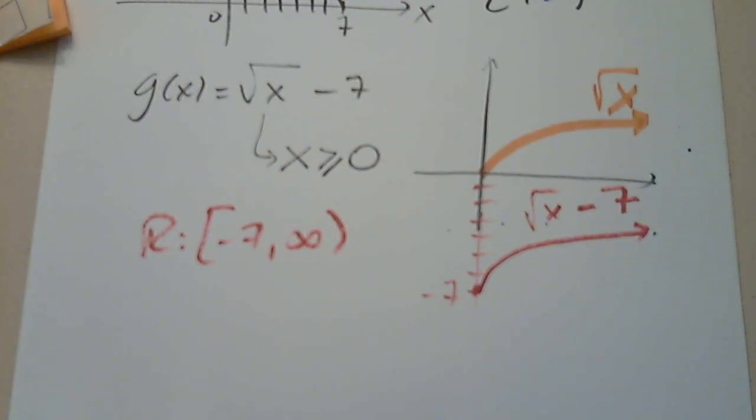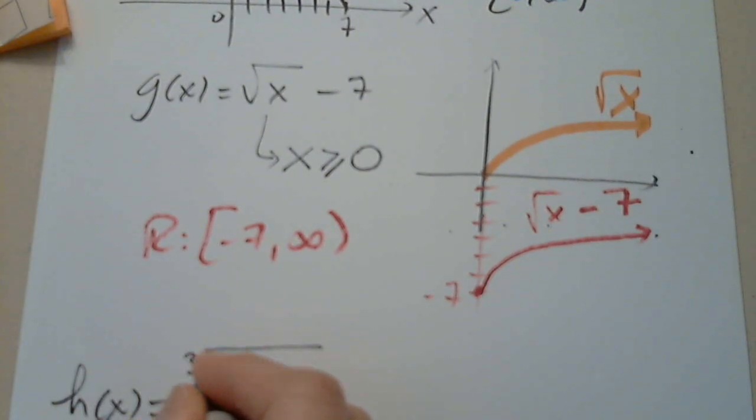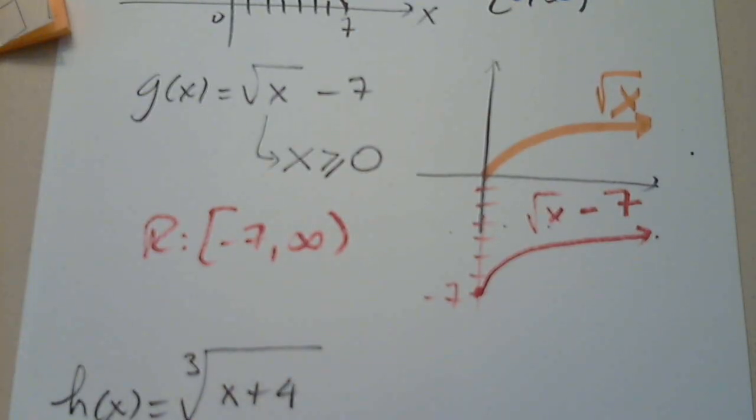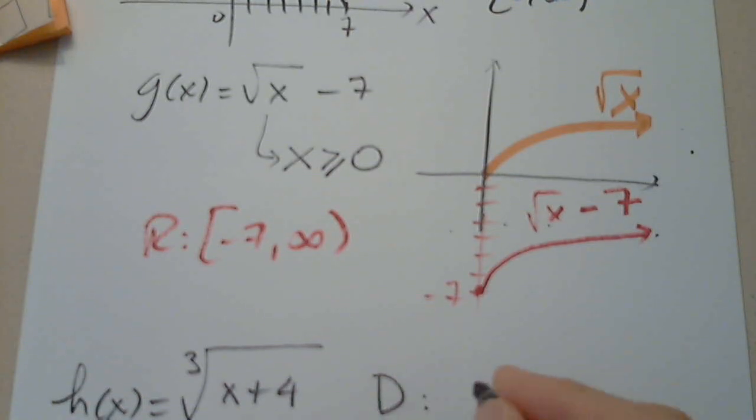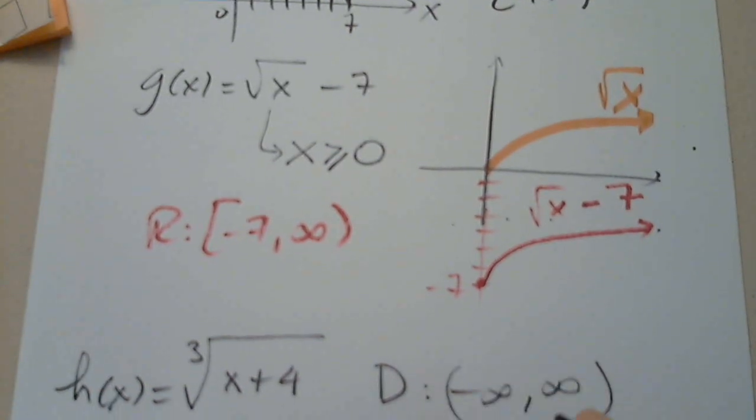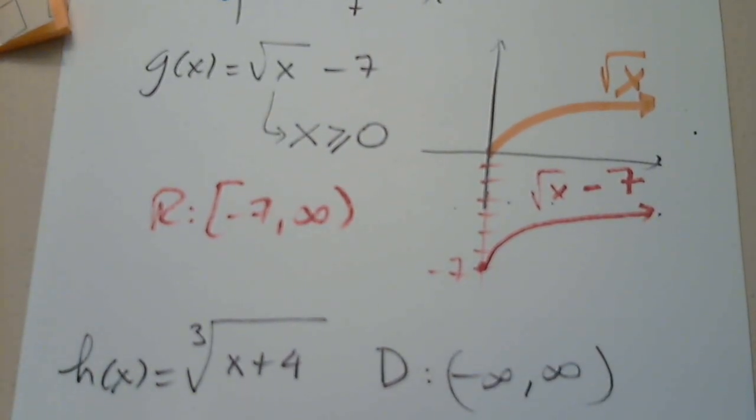Can anyone give us a domain of h of x, the cube root of x plus 4? Infinity. Everything. Negative and positive. Everything. It's the cube root. We have no restrictions, nothing, nothing, nothing. Good. They're asking us to graph it and then find the range.